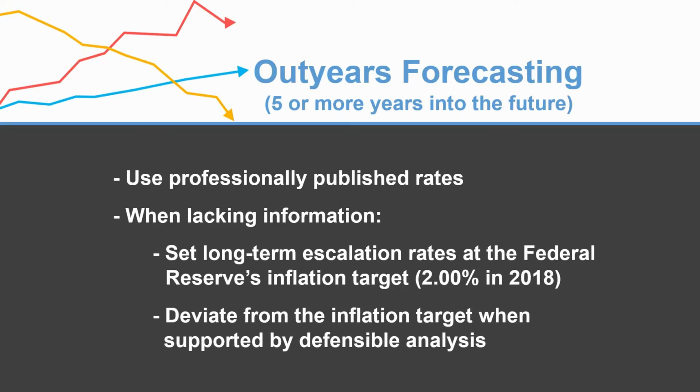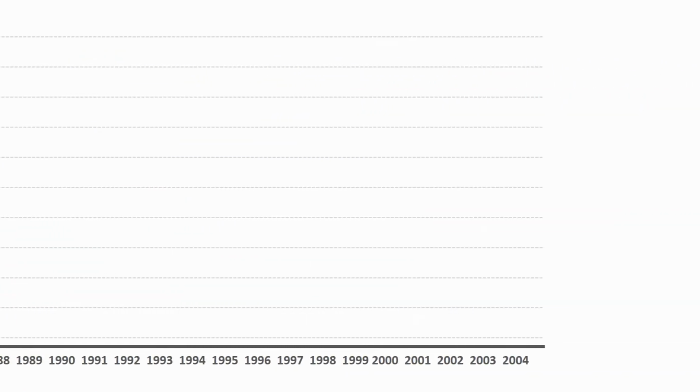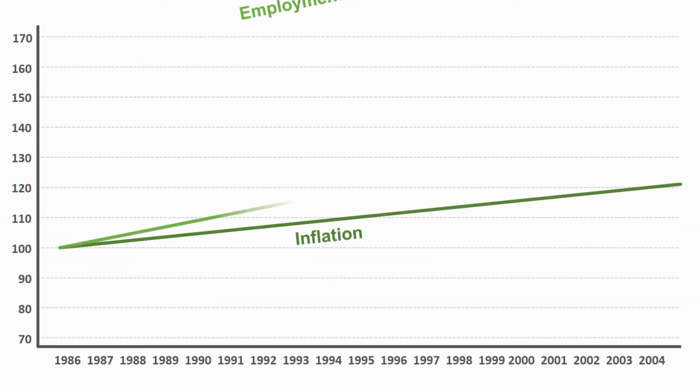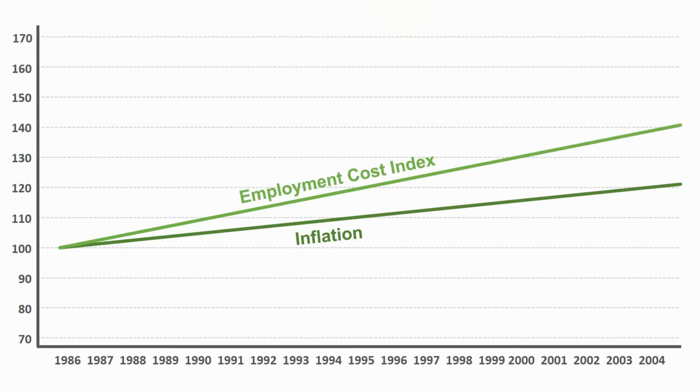Long-term rates different than the 2% inflation target credibly set by the Federal Reserve should be used when supported by defensible analysis. For example, when labor costs are under consideration, a reasonable long-term rate forecast would be about 1 percentage point above inflation. This is because labor wages as measured by the Employment Cost Index, or ECI, have generally outpaced inflation in the past. This assumption is defensible because the growth of labor wages over and above inflation represents returns to increasing labor productivity over time. In other words, the Employment Cost Index is an escalation index unadjusted for changes in the quality or skill level of workers.